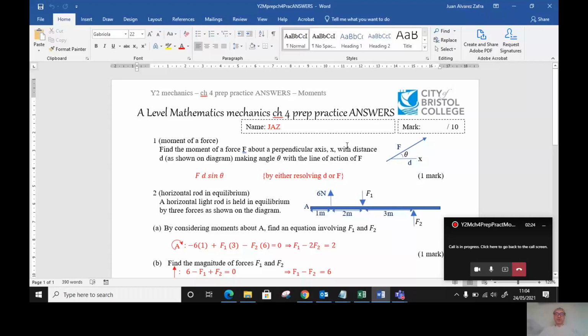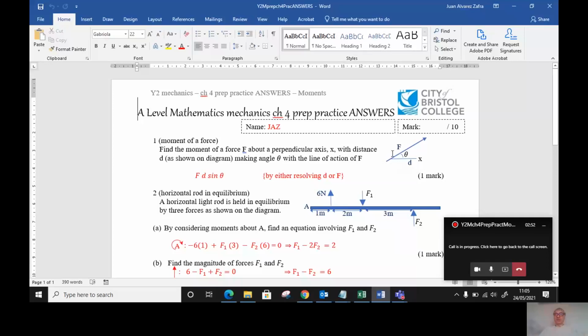Now you're probably familiar with the fact that the moment of a force is the size of the force, the magnitude, times the perpendicular distance from the axis. However, if the information we have doesn't give us the perpendicular distance, we have to use some trigonometry. And there's a choice, really. Either we can find the perpendicular distance, or we can find the perpendicular force.